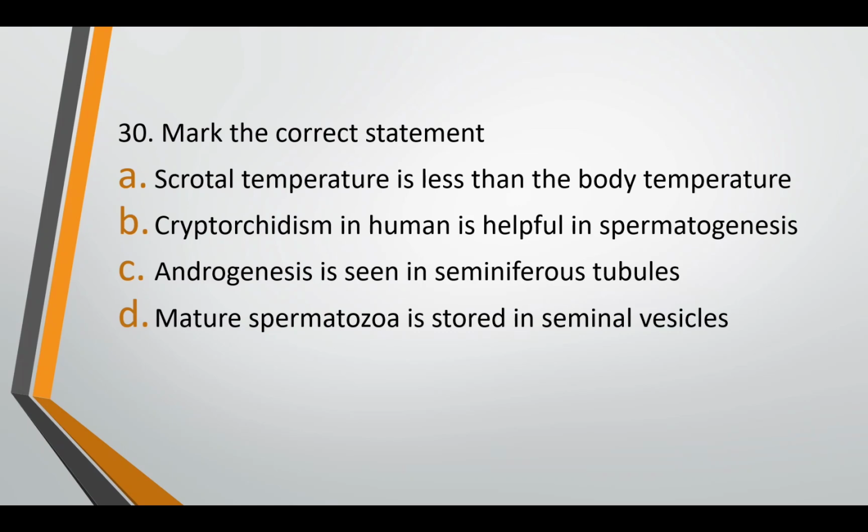Mark the correct statement. Scrotal temperature is less than the body temperature. Cryptorchidism is helpful in spermatogenesis. Androgenesis is seen in seminiferous tubules. Mature spermatozoa is stored in seminal vesicles. Mark the correct statement. Correct answer is option A. Scrotal temperature is less than the body temperature.